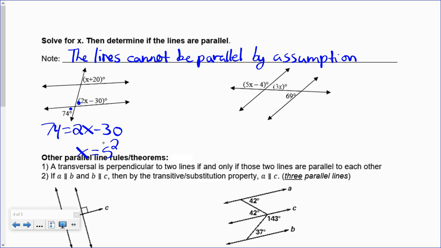So that's half the questions answered. The rest of the question is asking, are the lines indeed parallel? So now that I have x, how can I verify if the lines are parallel? Yes, Bertie? Okay, so if I plug it in here, this would be 72, right? Yes. What would this angle be? 74. So, would the lines be parallel? No.